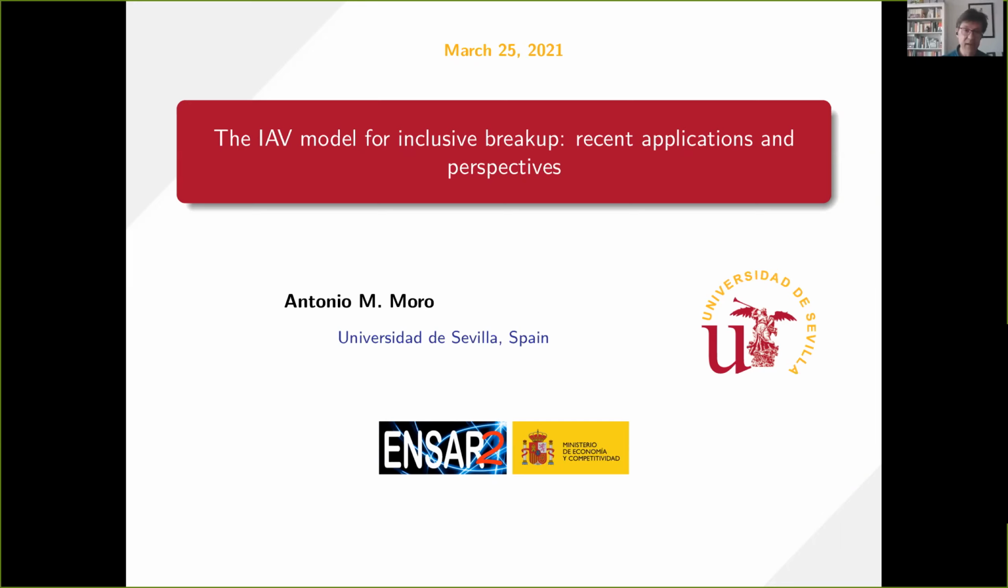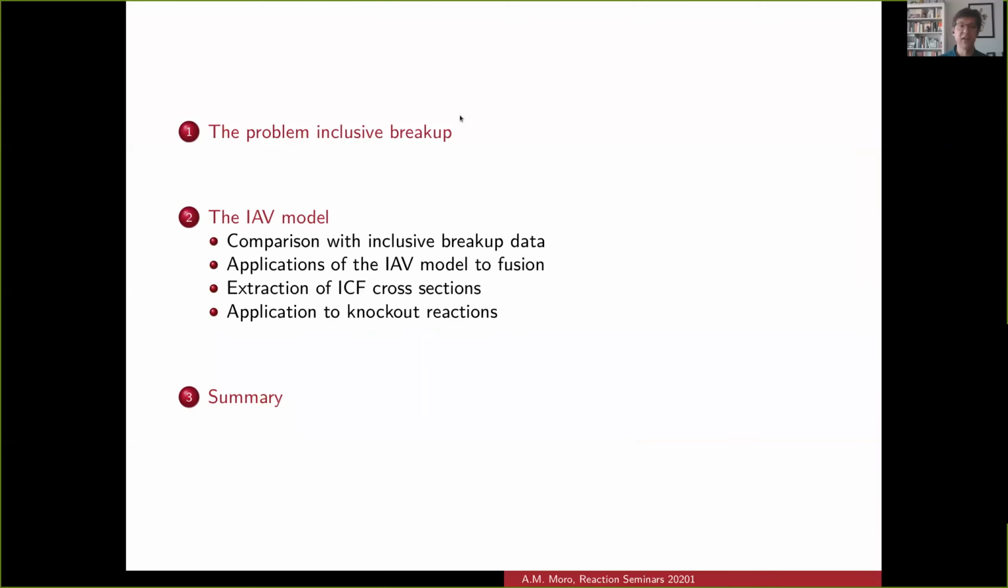So, today I will focus my presentation on this IAV model that I will introduce soon, that is the Ichimura-Austern-Vincent model. So I will discuss the topic of inclusive breakup. First of all, I'll try to motivate, to convince you that this is an interesting problem, that it's commonplace in nuclear reactions. It's a problem that appears in many situations and has many applications. And I will introduce the model that I will use later on, that is this IAV model.